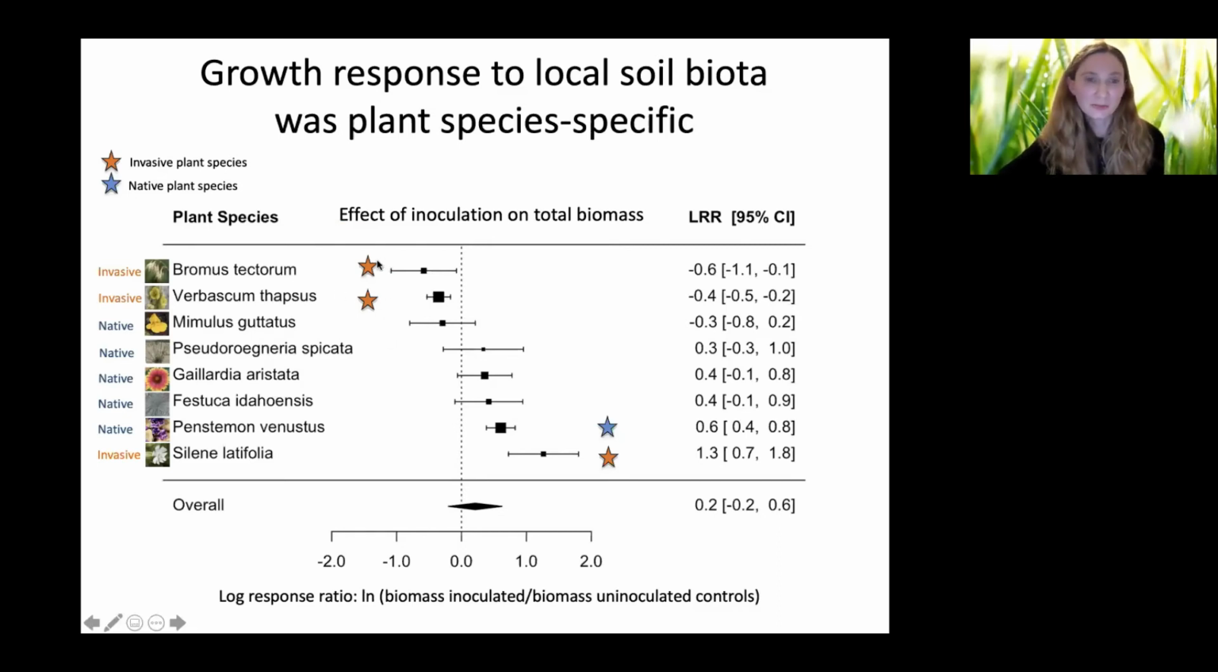Supporting our predictions, cheatgrass and common mullein were inhibited by mycorrhizal fungi, so they grew worse in the inoculated pots compared to the controls. Venus penstemon is a native plant, and that benefited from the inoculation, but so did one of these invasive or non-native plant species, Silene latifolia. This also happens. There are some invasive plant species that do take advantage of some of the mycorrhizal fungi in the soil. But then some of these other plants had a neutral response. If this little tail here goes over the dotted line, it means there was a lot of variation.